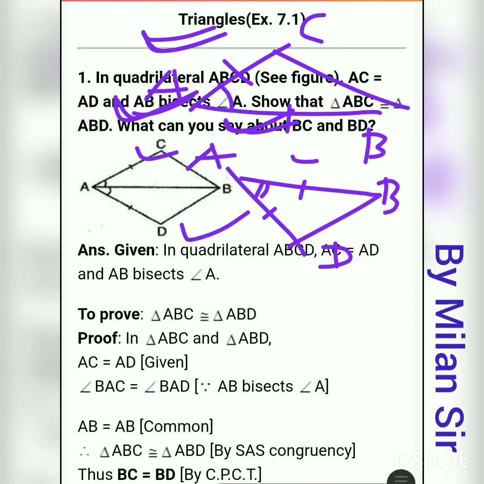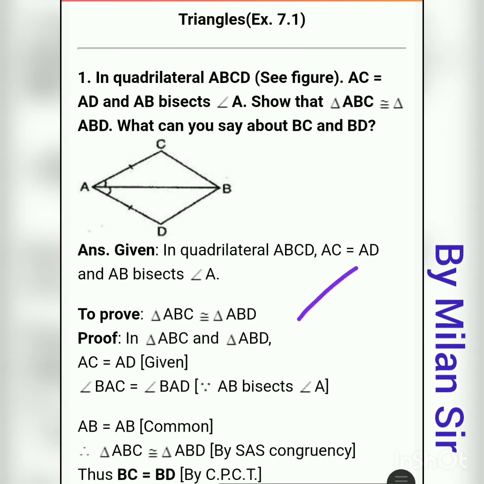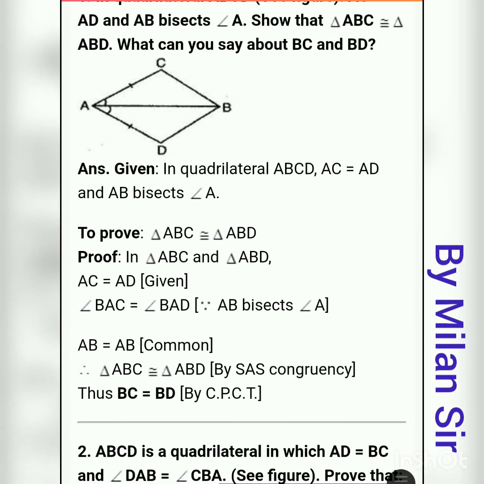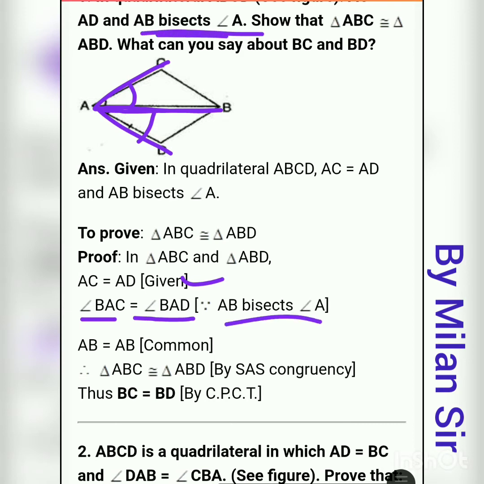Okay, so how do we need to write this? Just see here. Proof: in triangle ABC and triangle ABD. First of all, we need to write in triangle ABC and triangle ABD. Now we need to write the equal things. AC is equal to AD. Okay, it is given in the question, so the reason is given. After that, angle BAC and angle BAD both are equal. So angle BAC is equal to angle BAD. Why? What is the reason? Because it is given that AB bisects angle A. So the reason is AB bisects angle A.